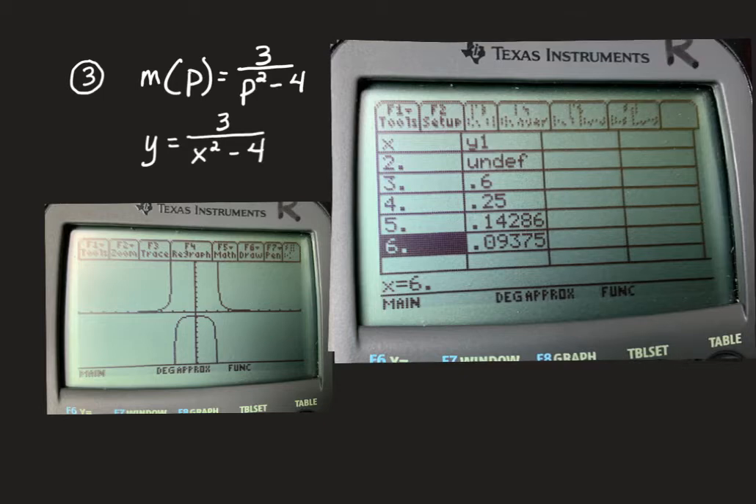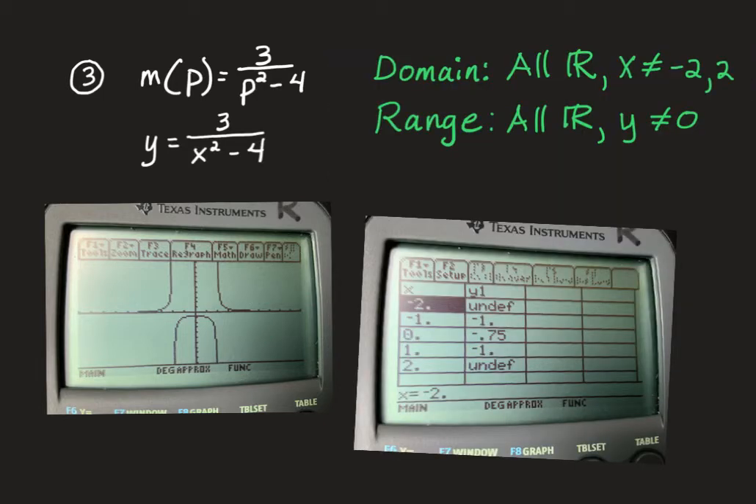So let's talk about the domain and range now. The domain of this function is all real numbers. X does not equal -2 or 2. And the range is all real numbers where y does not equal 0. But wait a minute, what is wrong with that answer? X and y were not in my original function. Let's state our answer with the original symbols. The independent variable was p. The dependent variable was m of p.